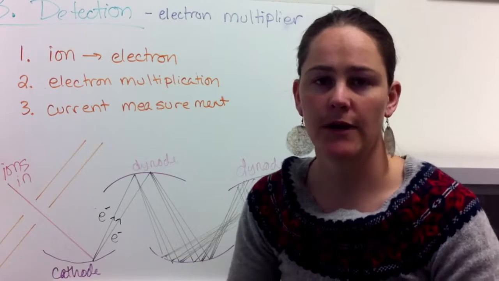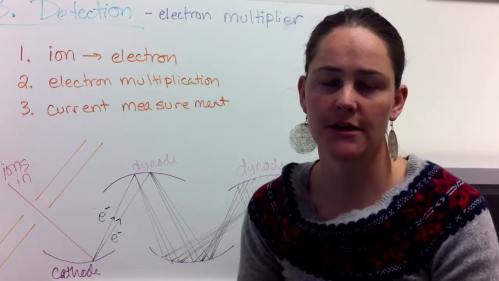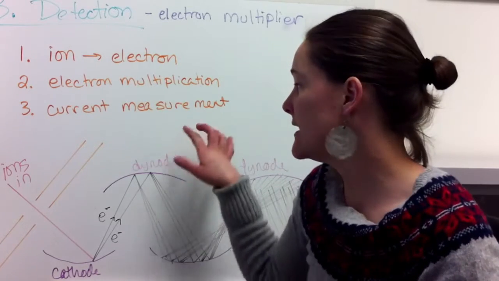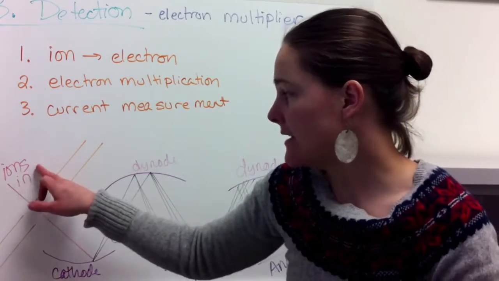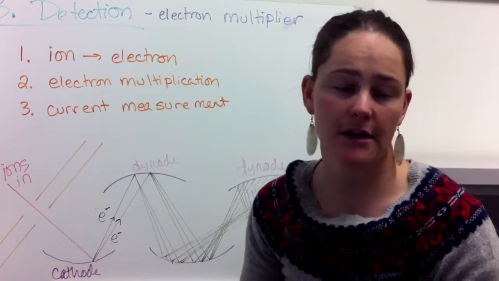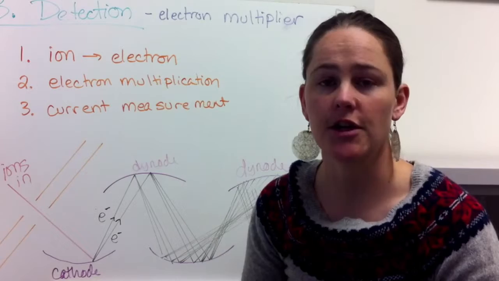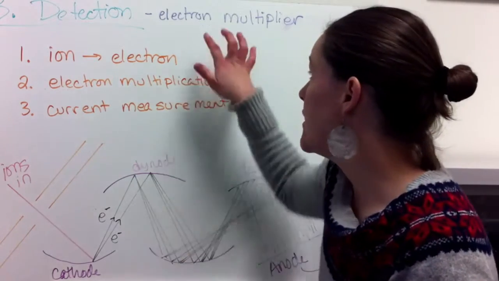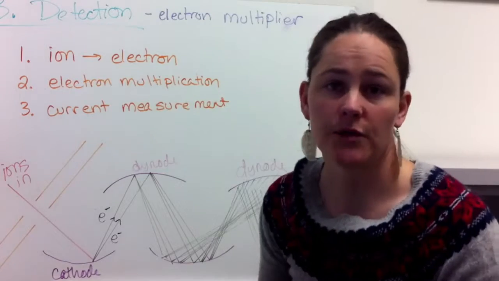So once you've separated and are looking just at the one specific mass to charge ratio that you're interested in, we're going to need to detect it. And so we have ions that are going to come into the detector, and we need to generate either a current or a voltage, and we'll actually generate a current that we can then easily convert to a voltage. So we need an electron multiplier.